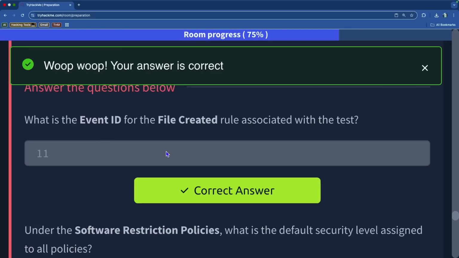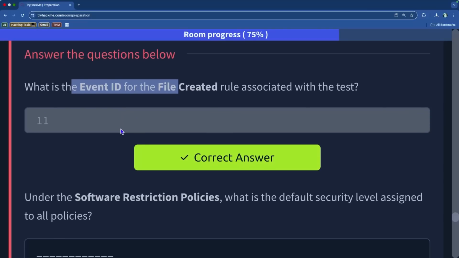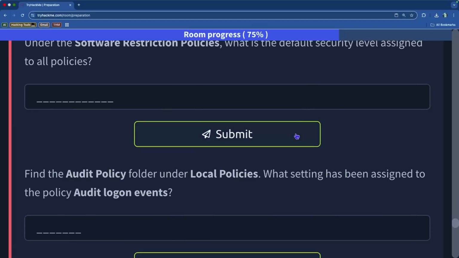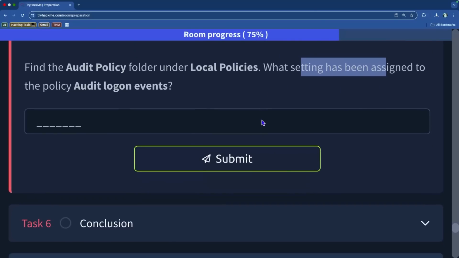We did a bunch of stuff with the Event Viewer for the last like 5 videos, so I've gotten a pretty good familiarization with the event IDs. Under software restriction policies, what's the default security level? I don't know. Find the audit policy folder under local policies. What setting has been assigned to the policy?